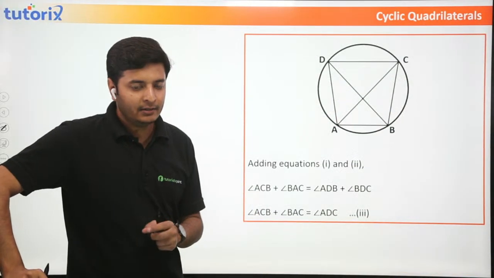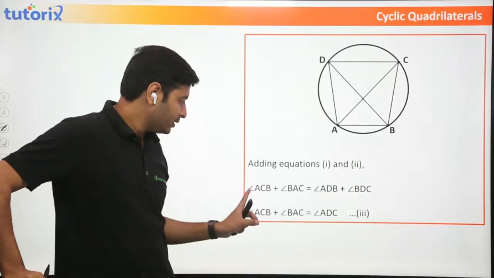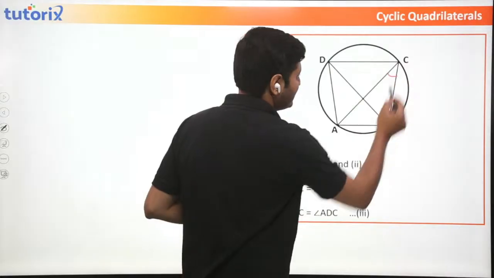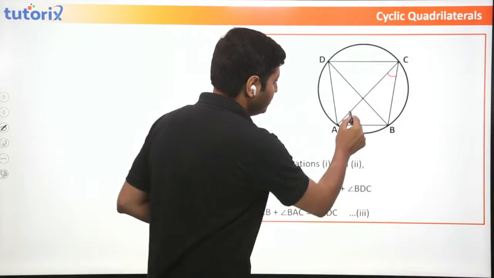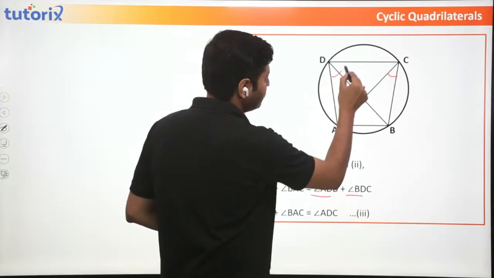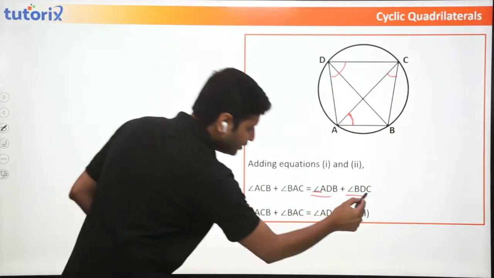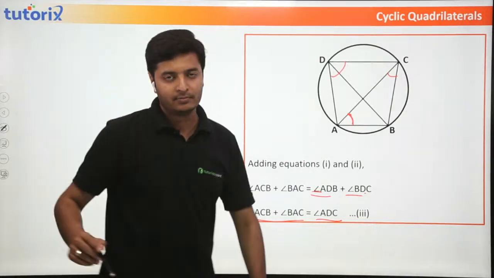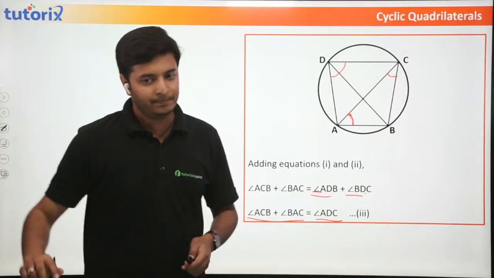Now, after adding, the LHS will become ACB plus BAC. Other side is ADB plus BDC, this whole. Correct? So this is gonna give us angle ADC. This will remain as it is. Now this is my equation number 3.